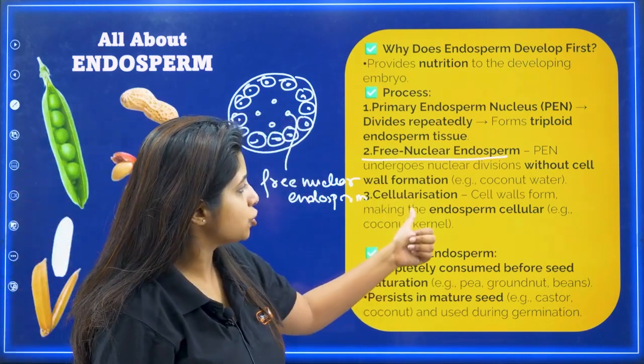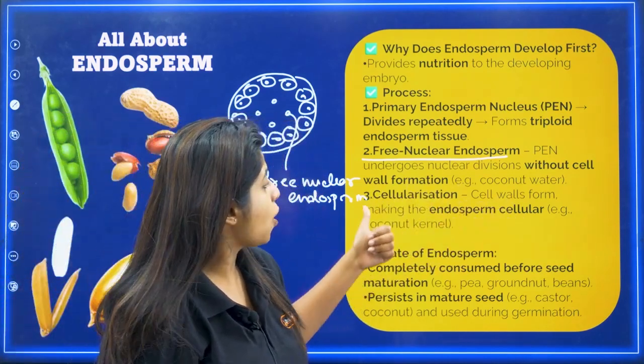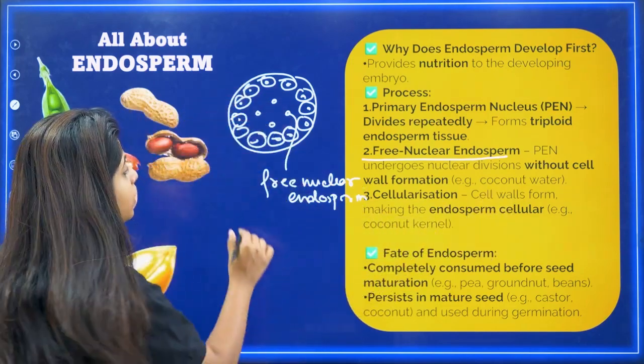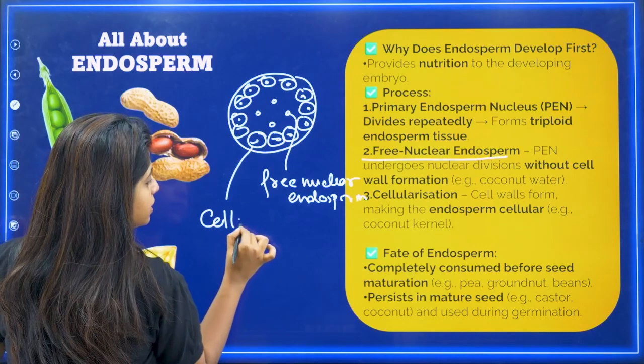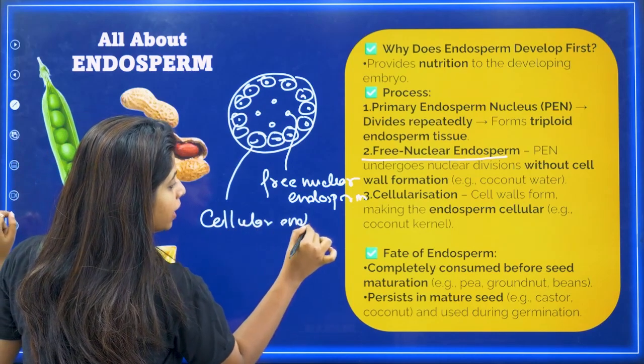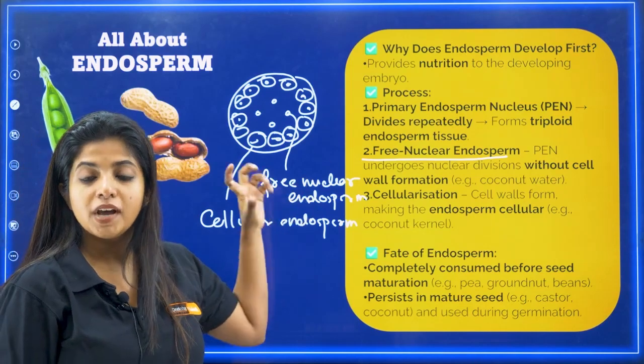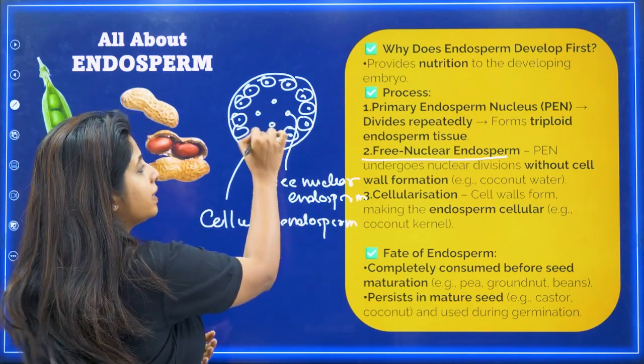Now, cellularization, that is, cell walls form making the endosperm cellular. So over here, you see the other cells which are surrounded. So they are a part of cellular endosperm. So free nuclear endosperm and cellular endosperm. Always remember this: free nuclear endosperm, later on, will be surrounded by the cell wall.